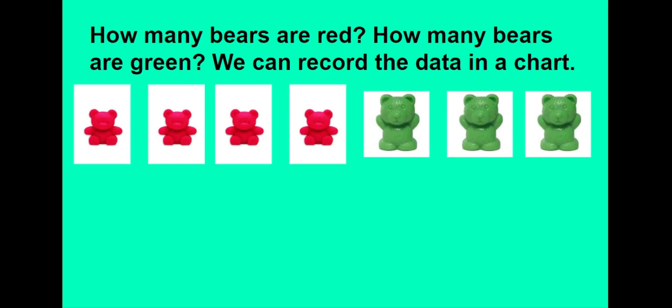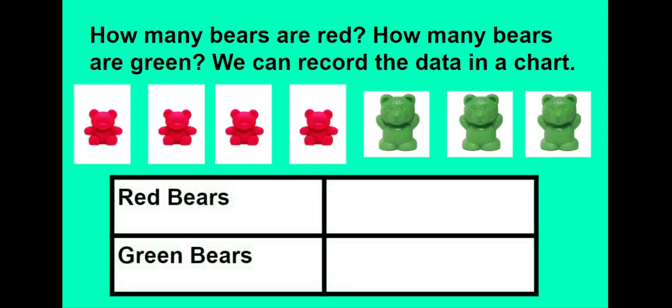We can record information using a chart. So the question at the top of the page says, how many bears are red and how many bears are green? We can record the data in a chart. Your tally chart would look like this. There's a section for red bears and a section for green bears.